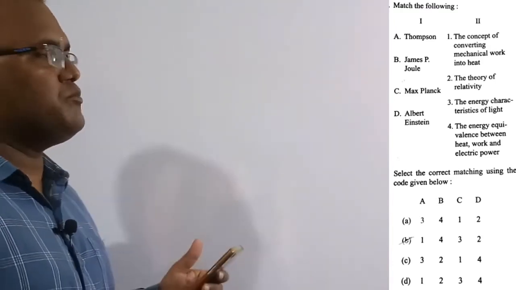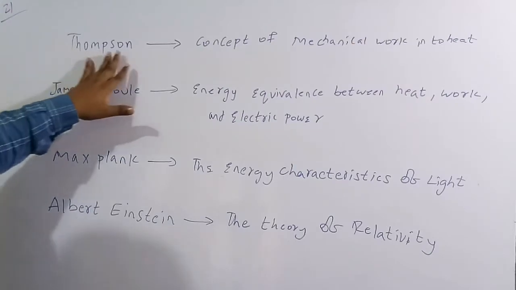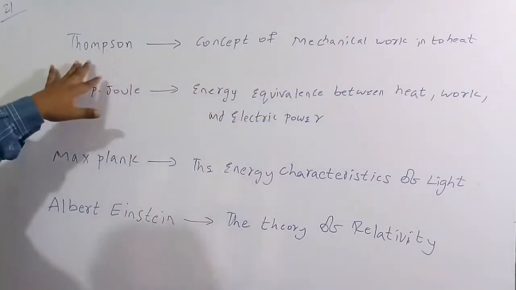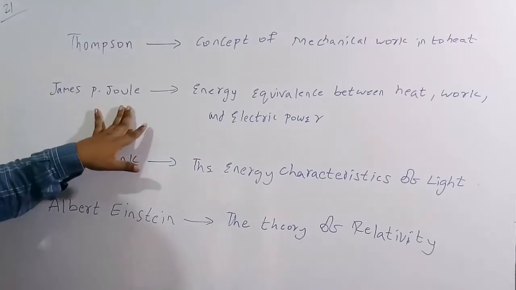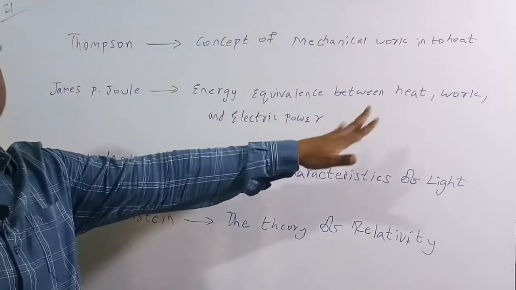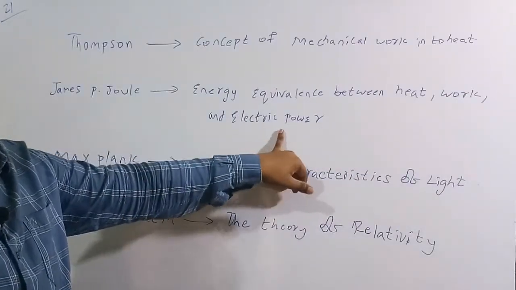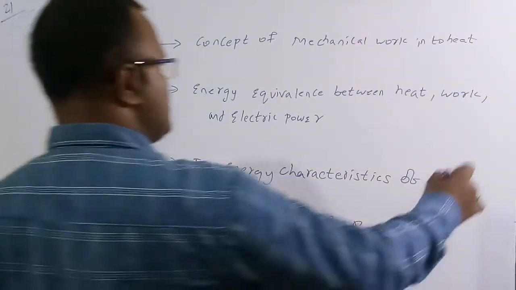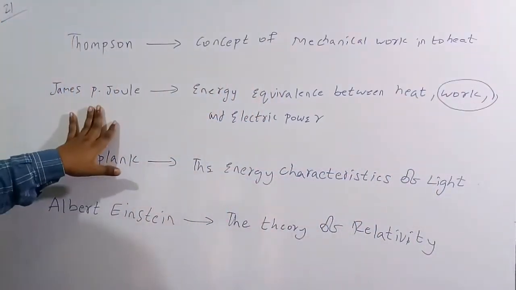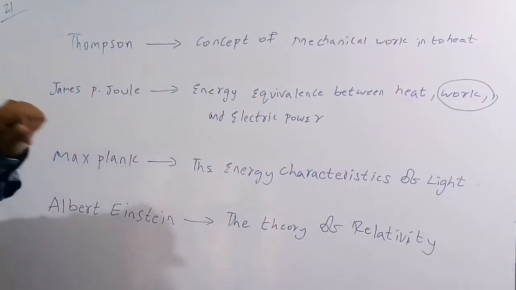Let's discuss something more about this one. Basically, Thomson gave the concept of converting mechanical work into heat. This is Thomson, and also James P. Joule. James P. Joule is a scientist who gave the energy equivalence between heat, work and electric power. If you see carefully, the unit of work is Joule. On his name only they have given the Joule, the unit of work.